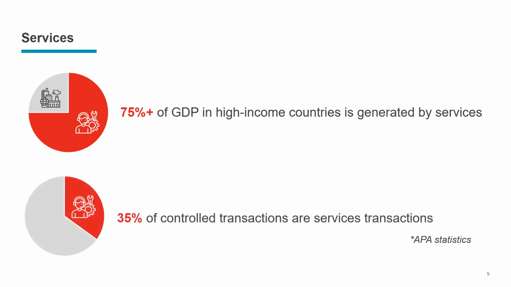And if you look at controlled transactions, or transactions within multinational enterprises, 35% of those transactions are services transactions. And those 35% do not include, for example, intangibles. So if we would say that intangibles are also a form of services, then this percentage will be even higher. And that's why it is very important to understand how transfer pricing applies in services transactions, because those transactions are often the most debatable and the most material at the same time.